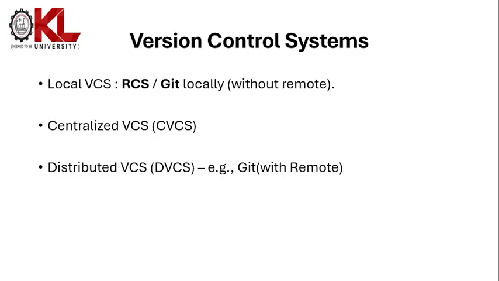The centralized VCS has a centralized server having a master repository. The server stores all the versions of the project files. This centralized server allows multiple developers to work on the same project simultaneously. It prevents conflicts, maintains the history of all the changes, and enables rollback to previous versions.